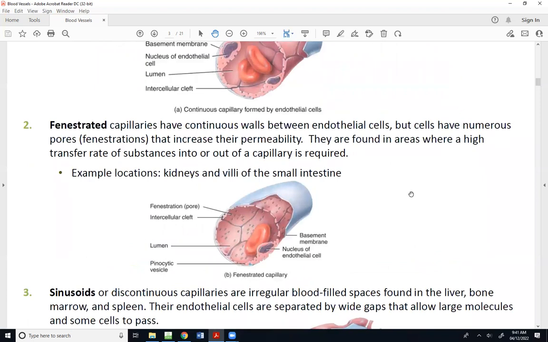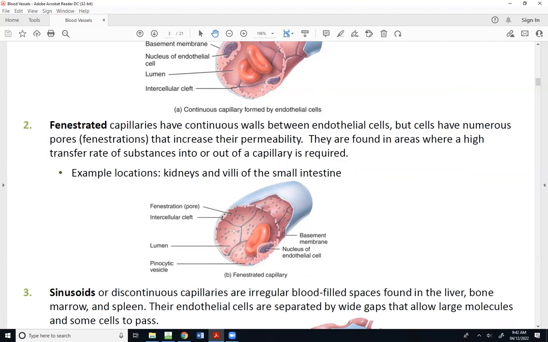Our next type are called fenestrated, which have continuous walls between the endothelial cells, but the cells themselves have tiny little holes or pores. Holes or pores also go by the term fenestrations, which is where the term fenestrated capillaries comes from, which increases their permeability, which means that more stuff can pass through them.